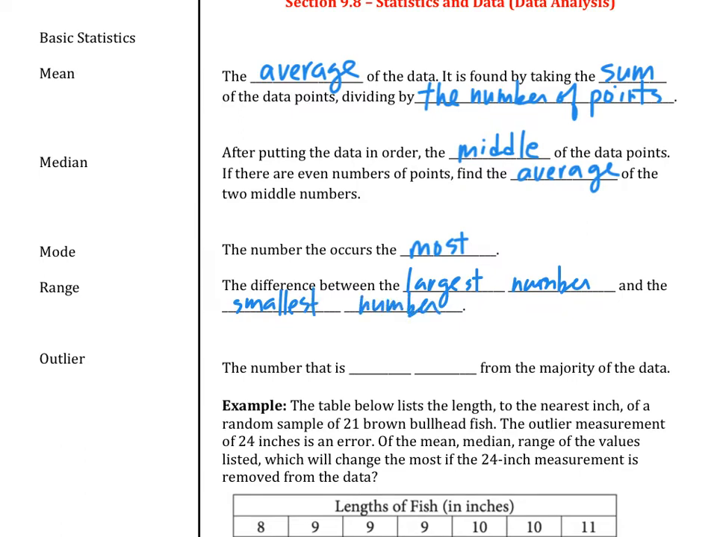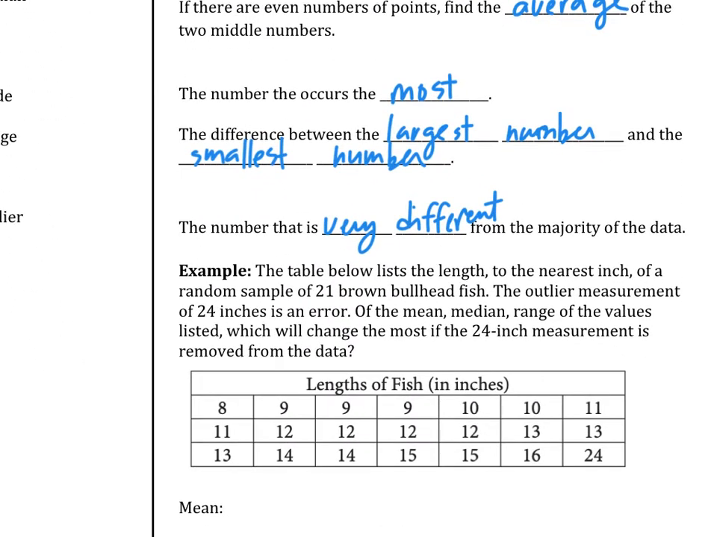All right, an outlier is a number that is very different from the majority of the data. And then we'll see how we can determine what the outlier is.